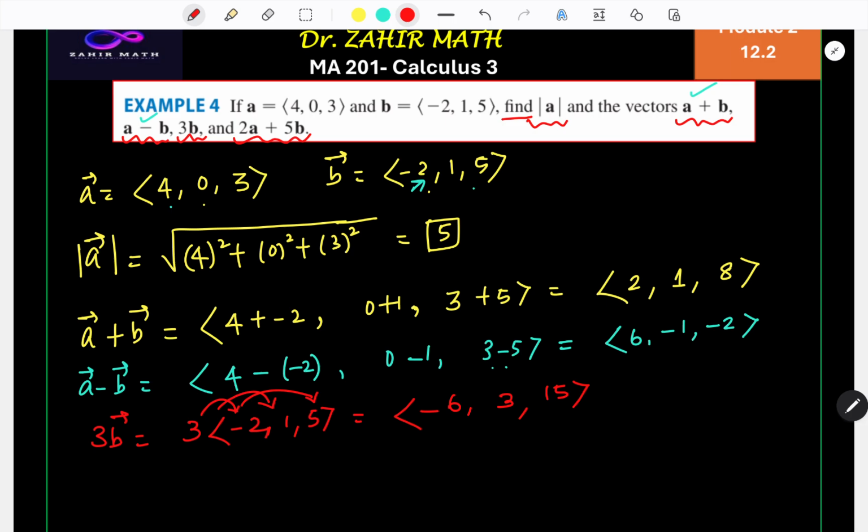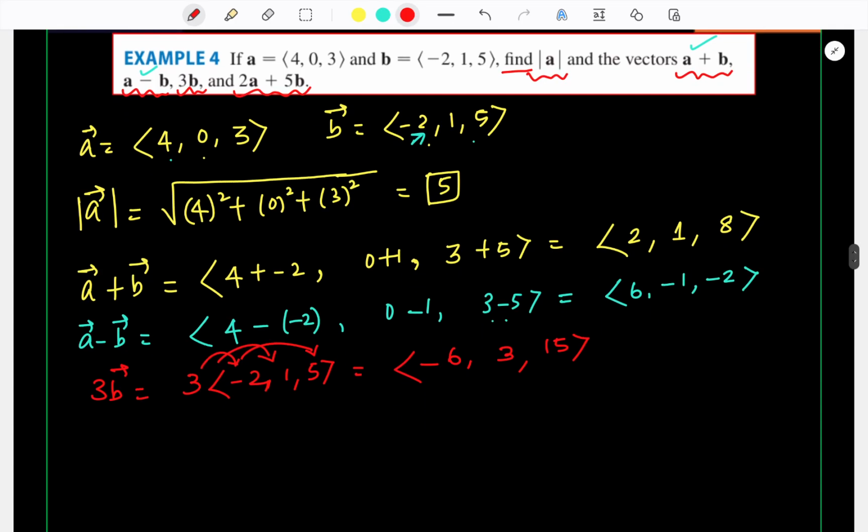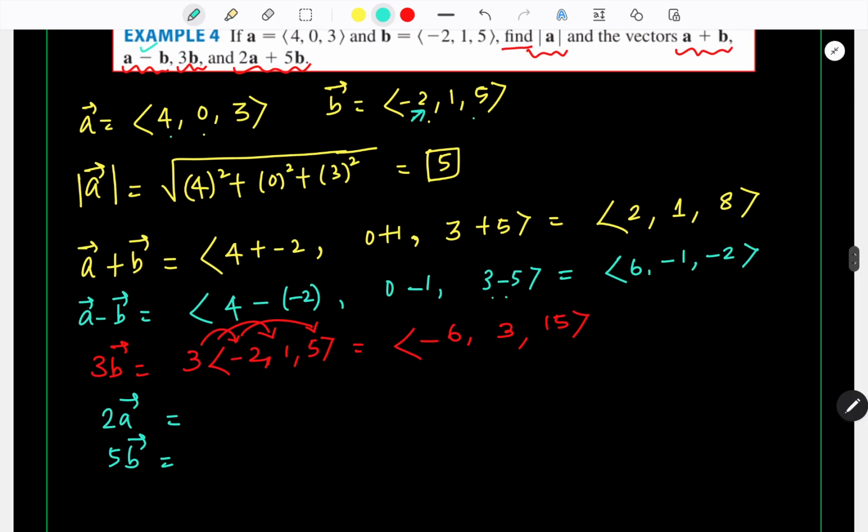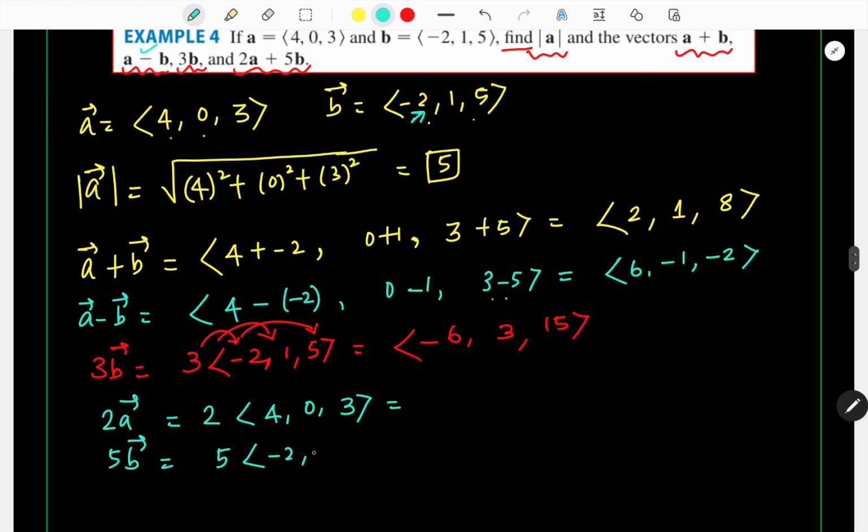Next we are going to calculate 2a plus 5b. If I want to calculate 2a plus 5b, first I need 2a, then I need 5b. Then only I can go with 2a plus 5b. So 2 times your a vector, which is 4 comma 0 comma 3, and 5 times your b vector, which is minus 2 comma 1 comma 5, which is equal to 8, 0, 6, and this is your minus 10, which is 5, and then 25.